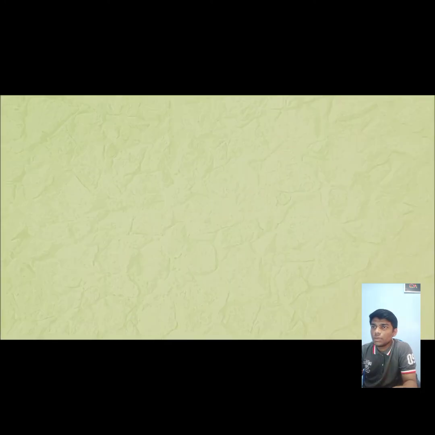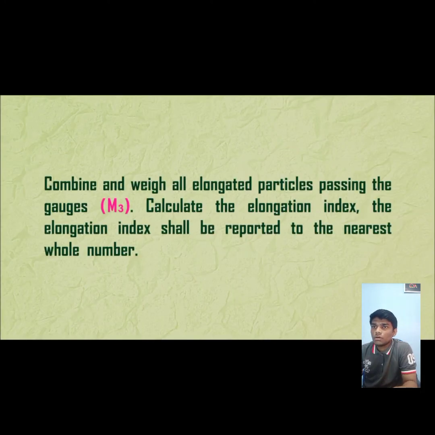After that, we take the weight. Combine all the weight of elongated particles retained in the gauge, M3, and calculate the elongation index. The elongation index should be reported to the nearest whole number.